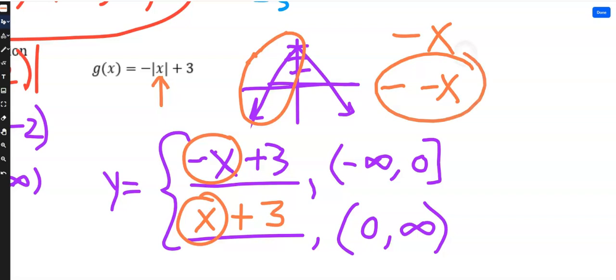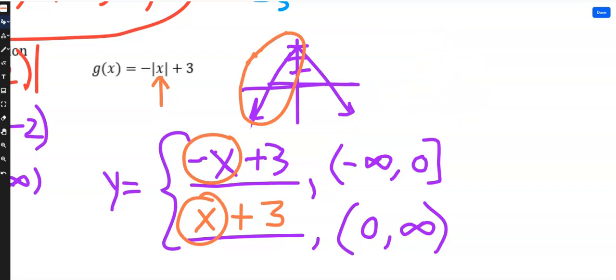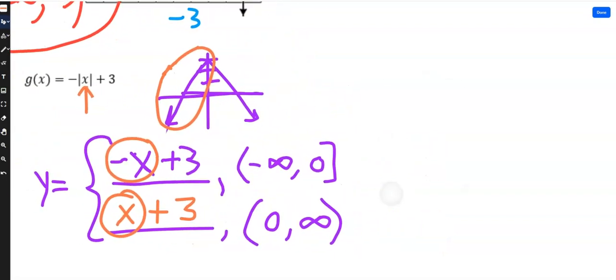Well, what happens to this one? Isn't this the one that changes into positive? So it's the opposite of what's in the absolute value bars, but then the other things on the outside stay the same. Now that might seem a little bit confusing.